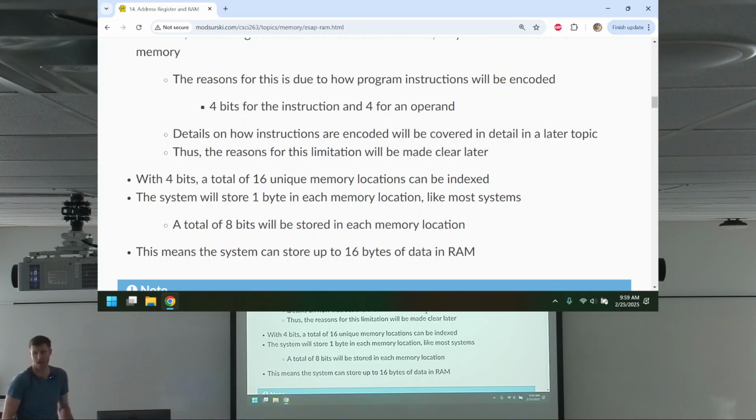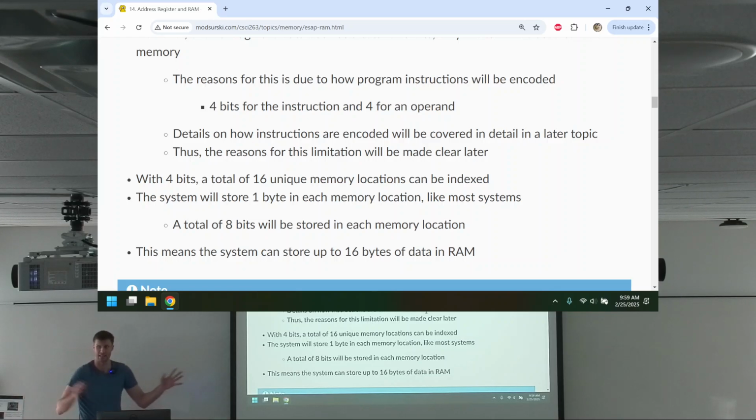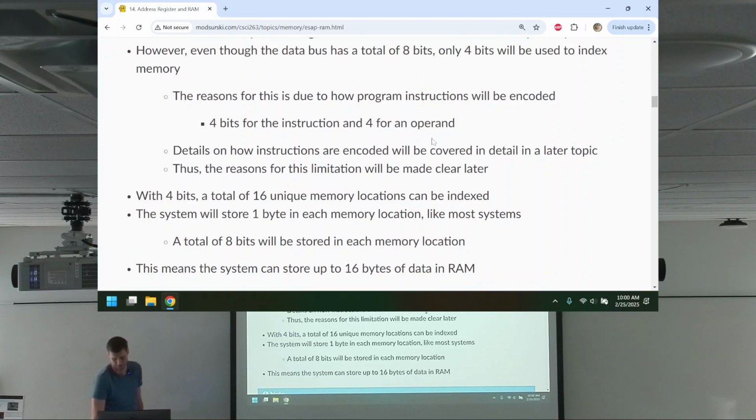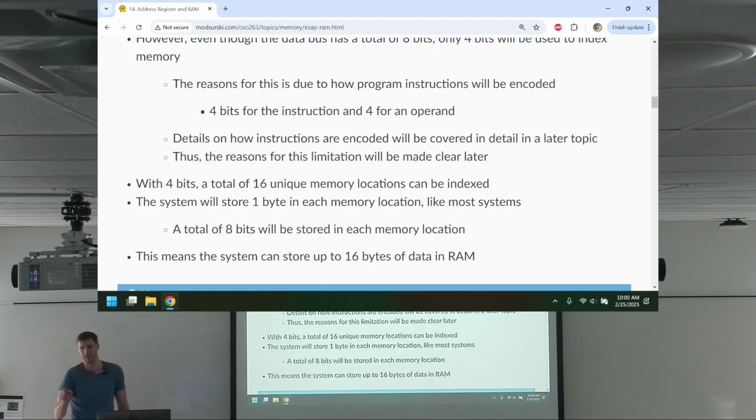We could redesign it entirely differently and still achieve the same computation, but in a different design. But we're keeping this relatively simple. Simple doesn't mean trivial, and it doesn't mean not interesting. It just means not complicated, right? So that's what we want. Okay, so details on how instructions are encoded will be talked about later.